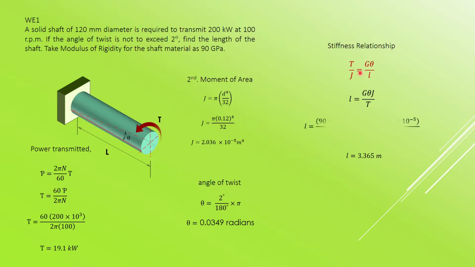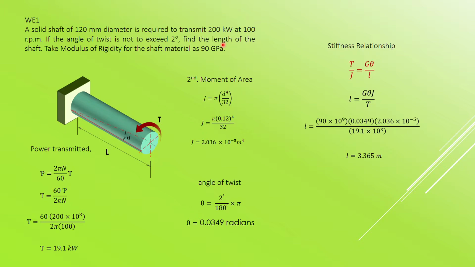So the length is required. Substitute G, that is 90 giga, so times 10 to the power of 9. The angle of twist, we have found here, 0.0349. Then the second moment of area, 2.036 times 10 to the power of -5. And then the torque, that is 19.1 kilonewton meter, which is why it's multiplied by 10 to the power of 3. This is kilonewton meter, it's not kilowatt. I remind you one more time. So the length found is 3.365 meter. That is what the question wanted us to find.